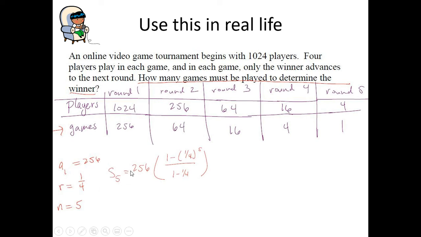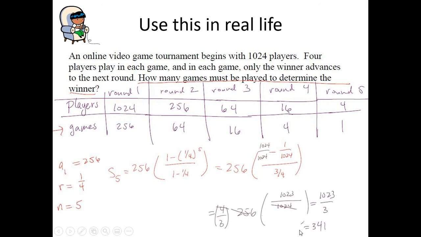So S sub 5 is going to be a sub 1 times 1 minus my ratio, which is 1/4, to the 5th power. My upper limit is 5 because I've got 1, 2, 3, 4, 5 rounds. And if I do the math, 1024 over 1024 minus 1 over 1024, divided by 3/4, all times 256. Do a little bit of math, it turns out to be 341. Now, if you didn't get all that, that's okay. You could have just added these up in this bottom row here and done it that way. But using the formula, we could do it that way. All right, I'll give you a couple seconds to jot that down.